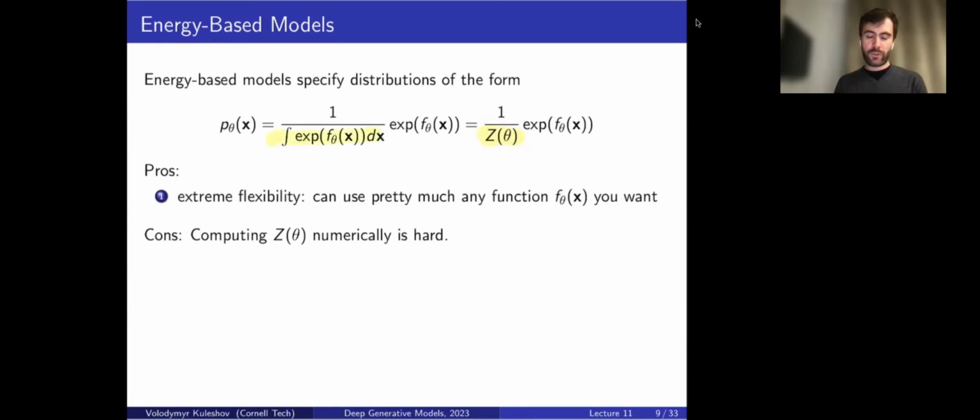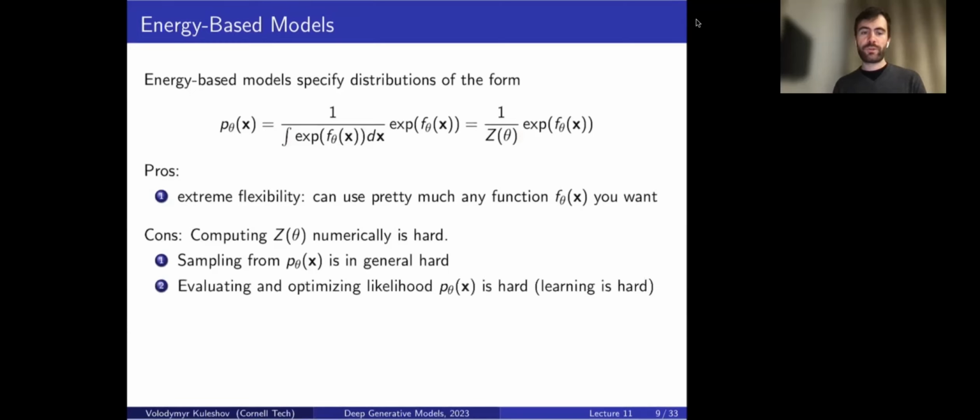Computing Z of theta will involve solving some high-dimensional integral, and we know from our lectures on variational inference that in general, this is hard and computationally intractable. As a result, a lot of the standard things we like to do with generative models become much more computationally difficult. Sampling is one such thing. Even evaluating the likelihood, and then optimizing the likelihood, are difficult because just to evaluate the likelihood, I need to compute this function Z of theta.